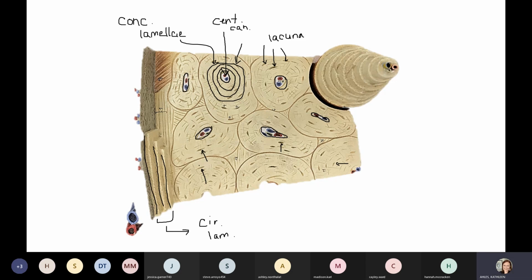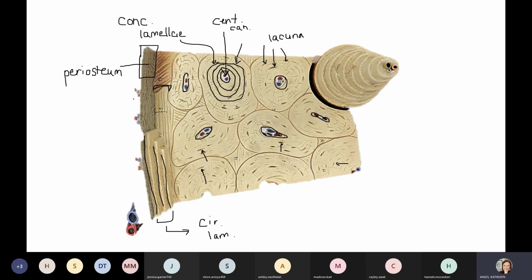If I live in a circumferential lamellae, here on the outside of the bone tissue, I still need blood supply even though I don't have a central canal. And that's what this gray thing we see right here is. This gray thing is called the periosteum. The periosteum is the connective tissue that wraps around our bones on the outside. It brings in the blood supply, so the oxygen and the nutrients, to the bone tissue.